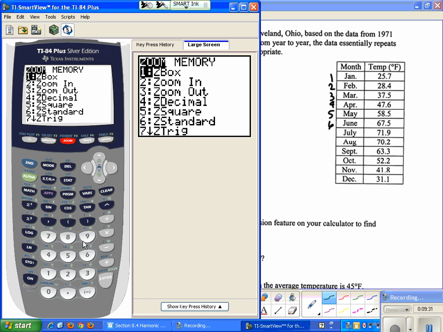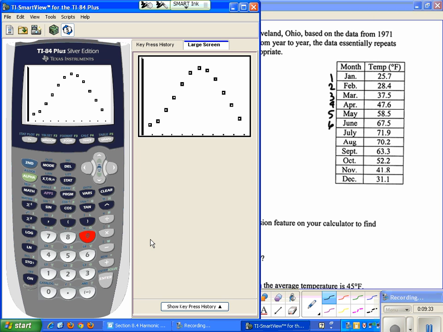Then I'm going to go to zoom 9, because remember zoom 9 makes a nice stat plot for us. So this is what my graph looks like right here. Now, let's think about this a minute. If we want to find an equation for this, let's do it by hand, and then I'm going to show you how to do one in the calculator.